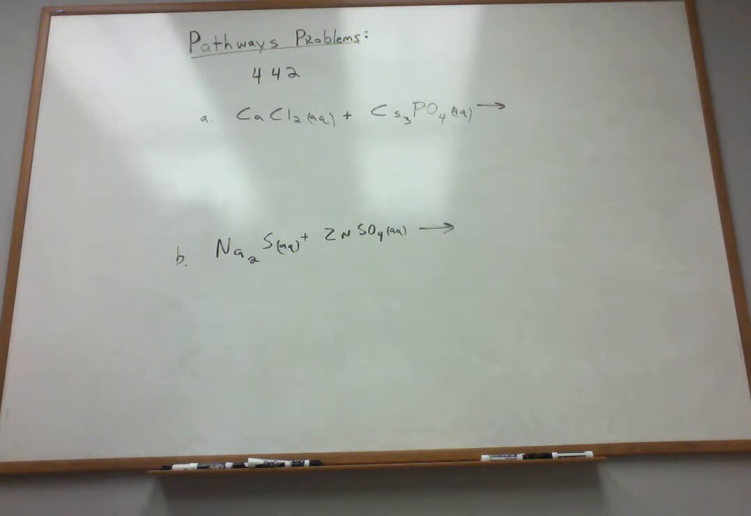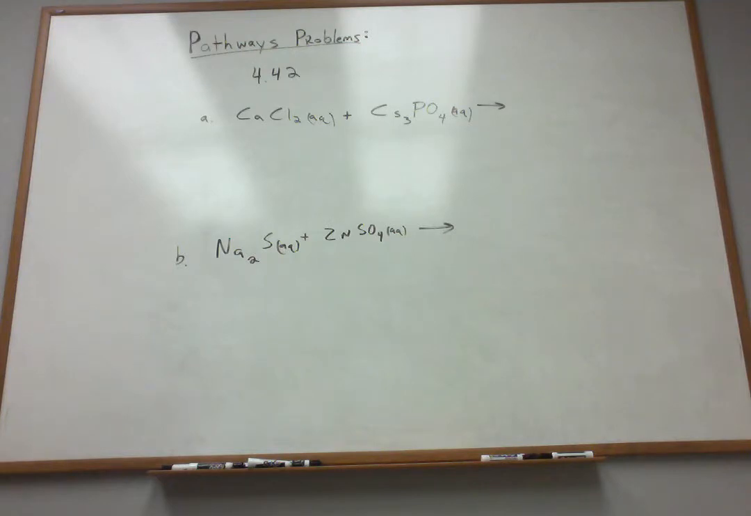Again, predicting products of precipitation reactions is governed by the so-called solubility rules, which you'll need to be familiar with. They are in Table 4.1 of your textbook, okay? You want to memorize those because they are absolutely crucial to predicting the products of precipitation reactions.